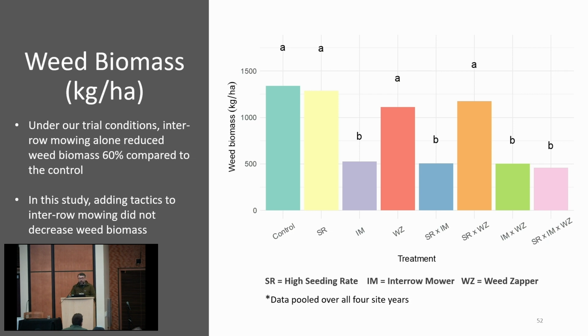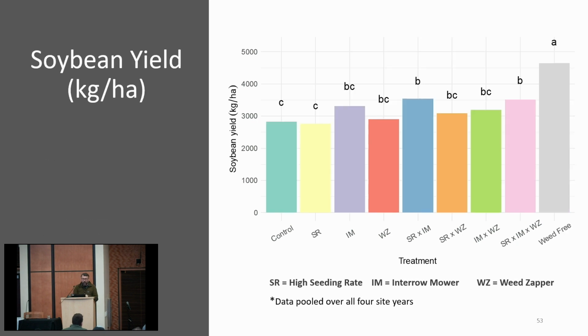Okay. Interestingly here, we didn't see a real benefit from the combination of tactics. However, when we look at some of these soybean yields, this is when things get maybe a bit more interesting. We had a weed-free control over on the far right there, and we see even with all the different tactics here, we're still not achieving that yield potential that we see with our weed-free control. So we're still leaving basically yield out in the field here, and there's opportunity for further improvement.